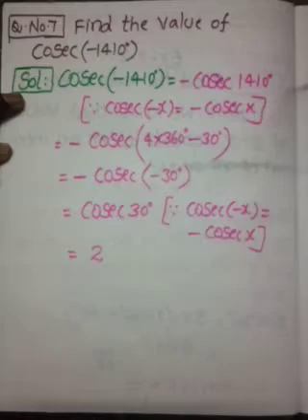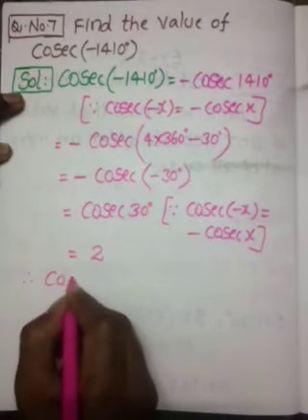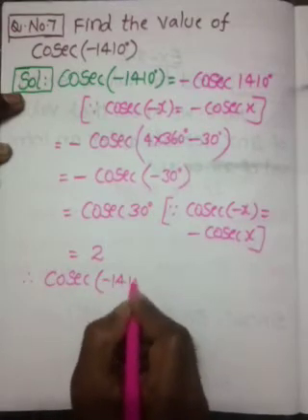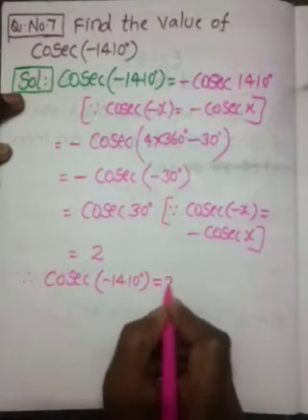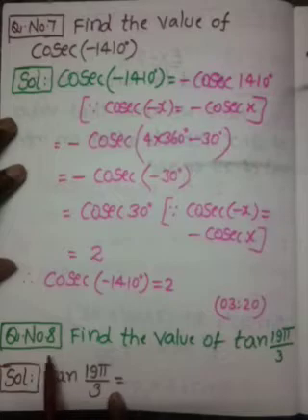Understood, my children? Right. Therefore, cosecant of minus 1410 degrees is equal to 2. Understood, my children? Right. Now come to the question number 8.